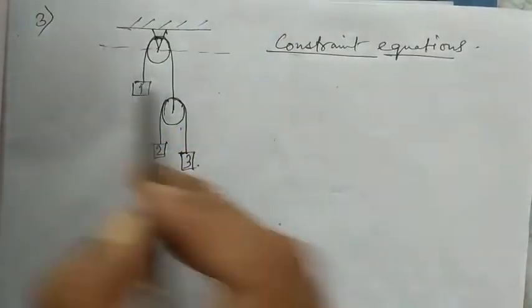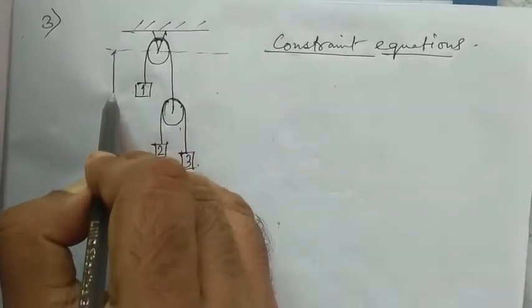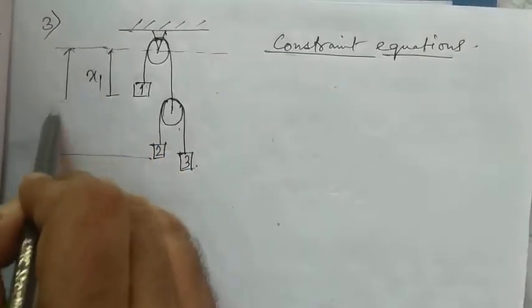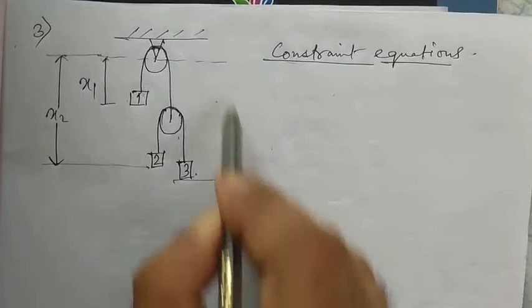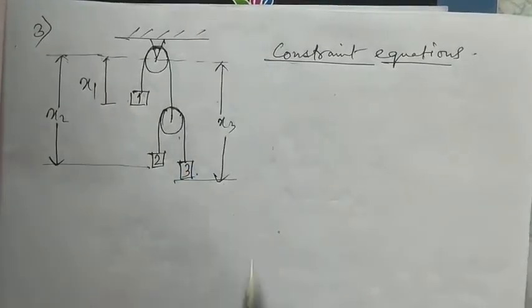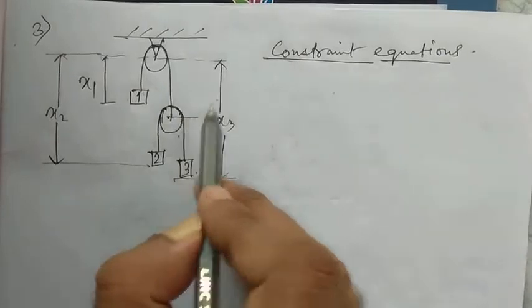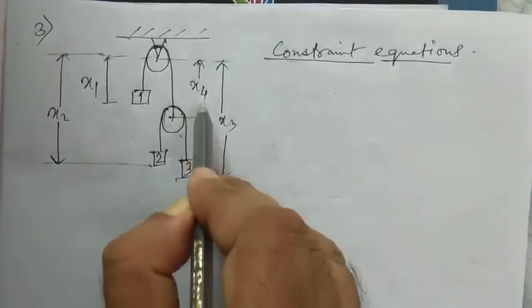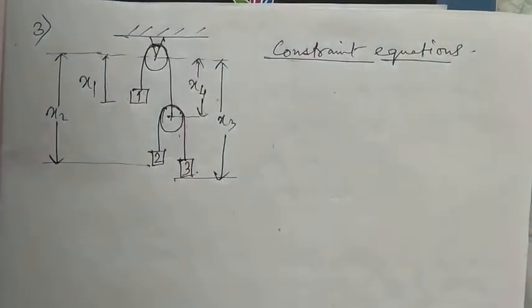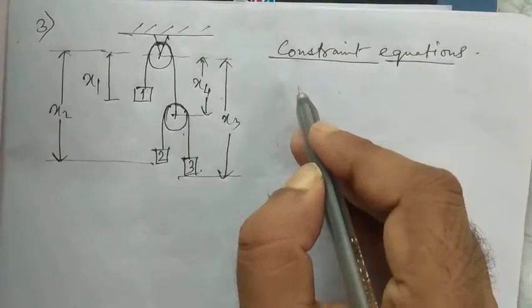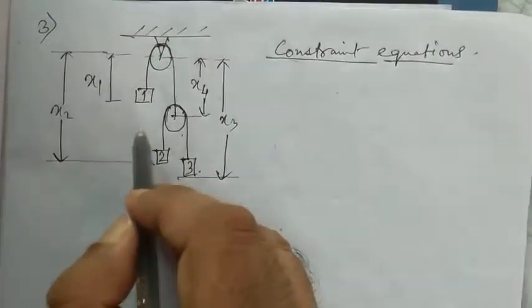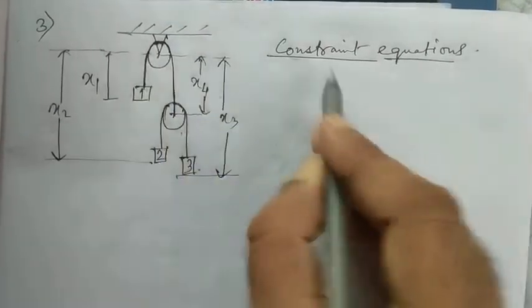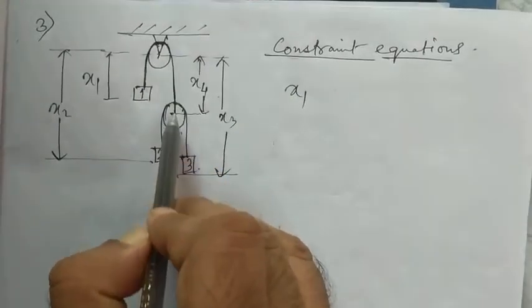This is the line from where the distance has to be calculated. Suppose this is x1, this is mass 2, suppose this is x2, and this is 3, therefore it will be x3. Now another distance we have to take into account is the distance x4 from the fixed pulley to the movable pulley, because the strings are 2 in number. Now writing the constraint equation is very easy. For the length of one string, what is the length of this part? x1. What is the length of this part? This is x4.